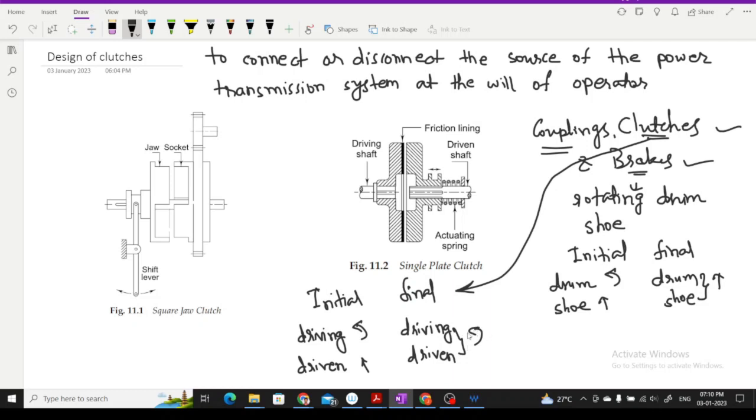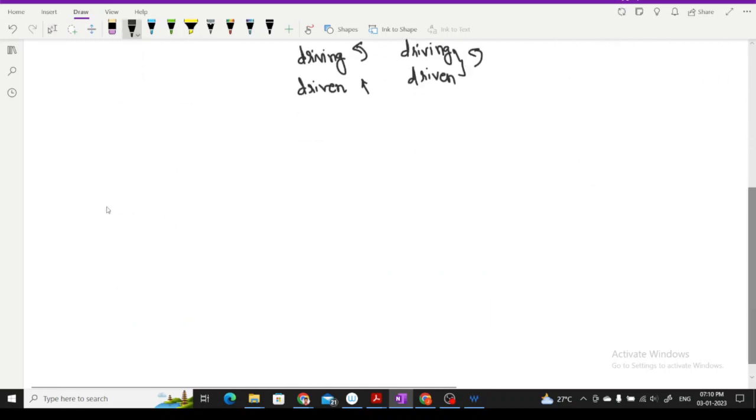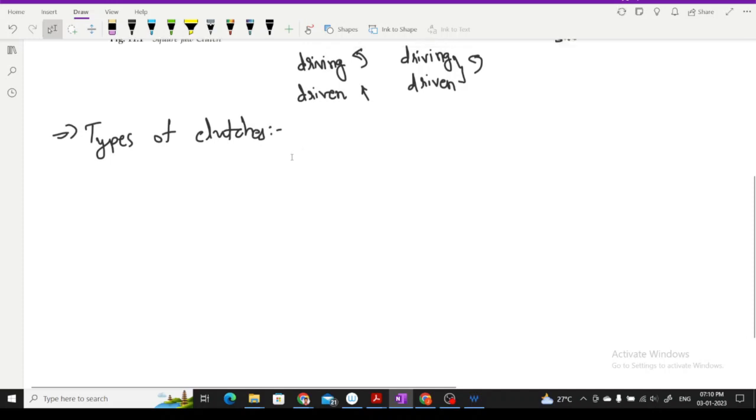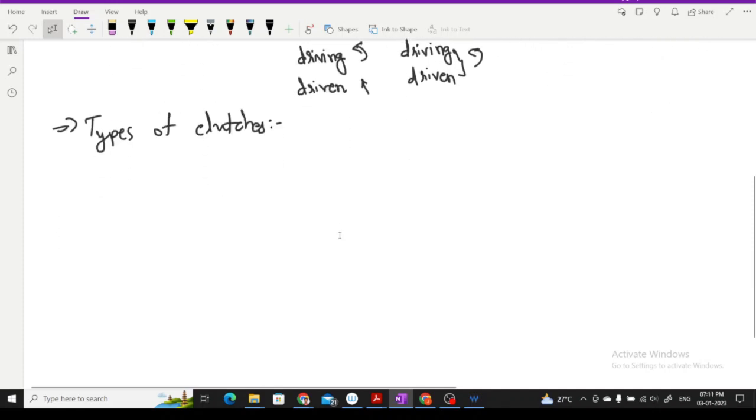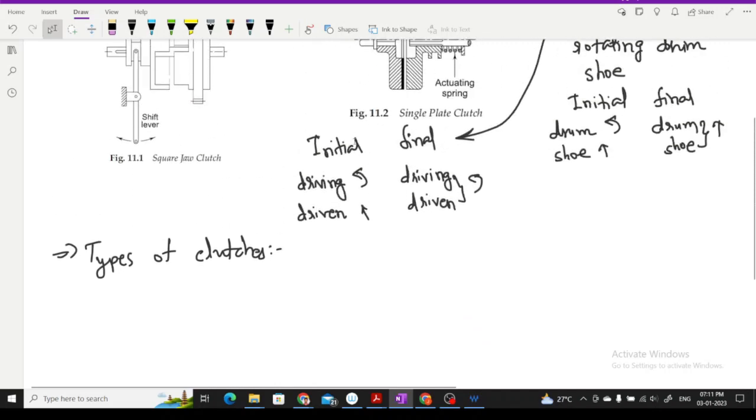Now there are various types of clutches. Excuse me, sir. Yes. In case of clutch, initially it is in engaged position. Right, initially it will be engaged, so driving and driven both will be rotating initially.